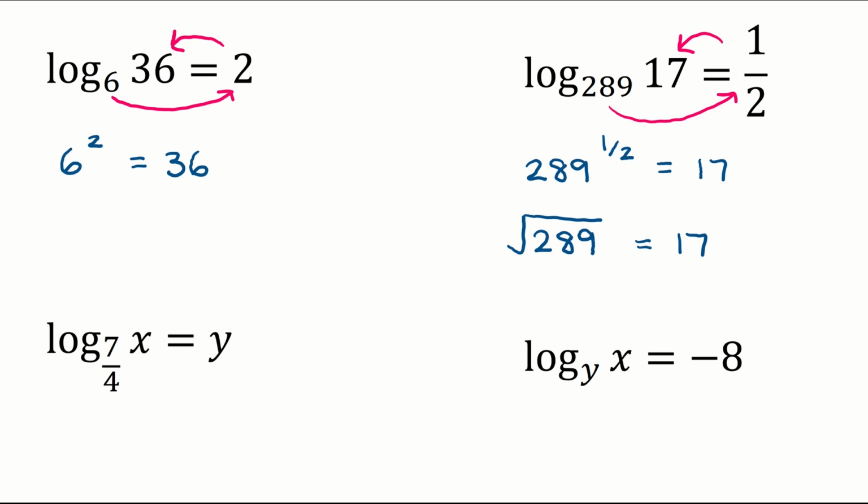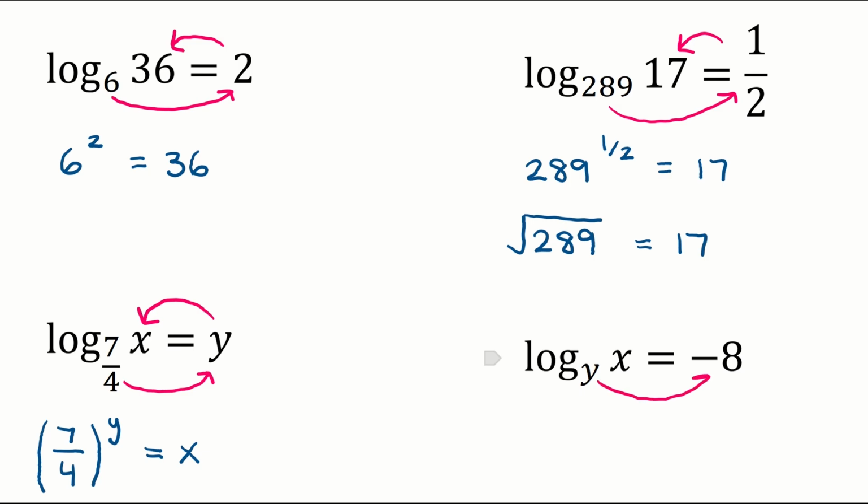Our next one involves variables. So we have 7 over 4 is our base. That raised to the power of y will give us x. So that means we have 7 over 4 as our base, raised to the power of y should give us a result of x. And finally, in our next one, our base is y. If you raise that to the power of -8, you will get x. So y raised to the power of -8 is equal to x.